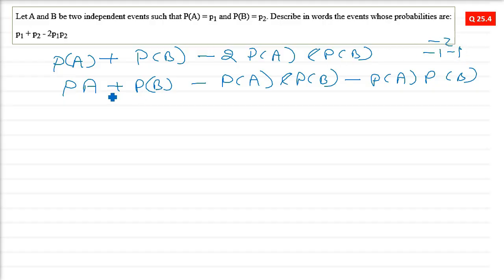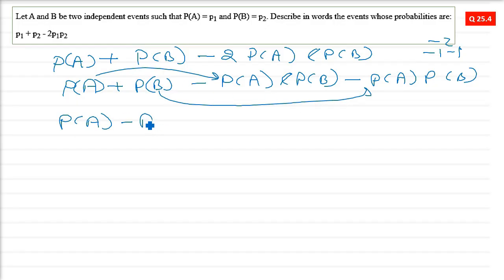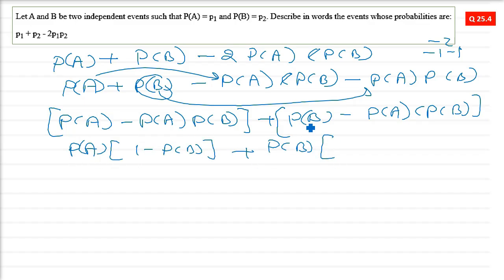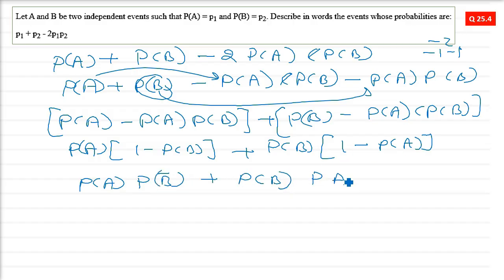Now combine them separately, PA with PA PB and PB with PA PB. So just write this as PA minus PA into PB, and PB combined with minus PA into PB. Now let's take out this PA outside. We get 1 minus PB inside. Here you can take PB common, so 1 minus PA remains. What is 1 minus PB? PA remains like this, PB bar, PB complement, plus PB, 1 minus PA is PA bar.